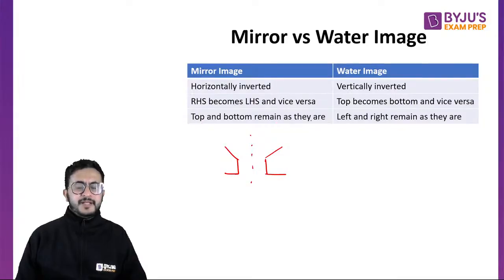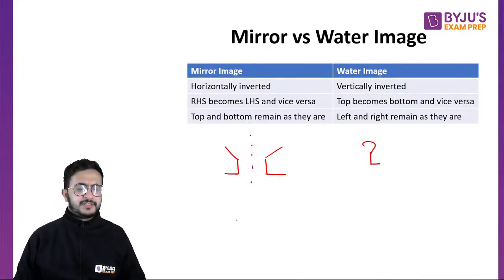Now top and bottom remain as they are. So this was towards the top, so it is on the top only, right? It is not in the bottom. And this line was on the bottom, it is on the bottom. Water image, what happens is top becomes bottom and bottom becomes top.